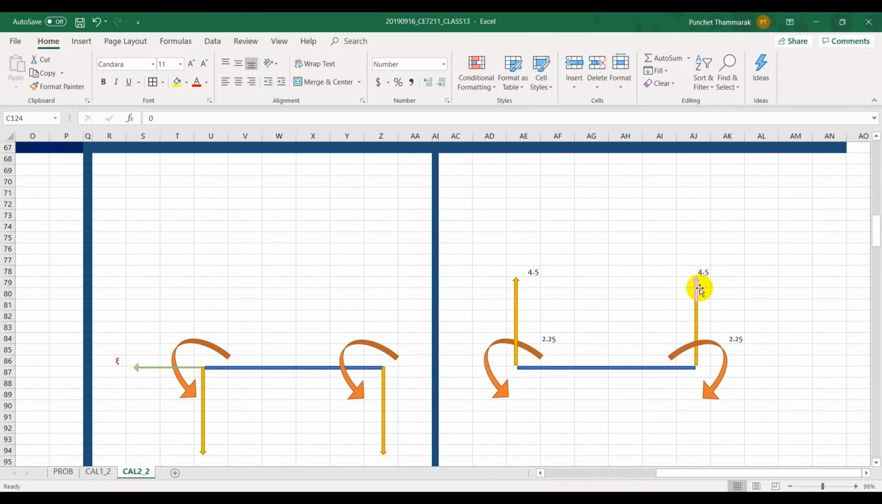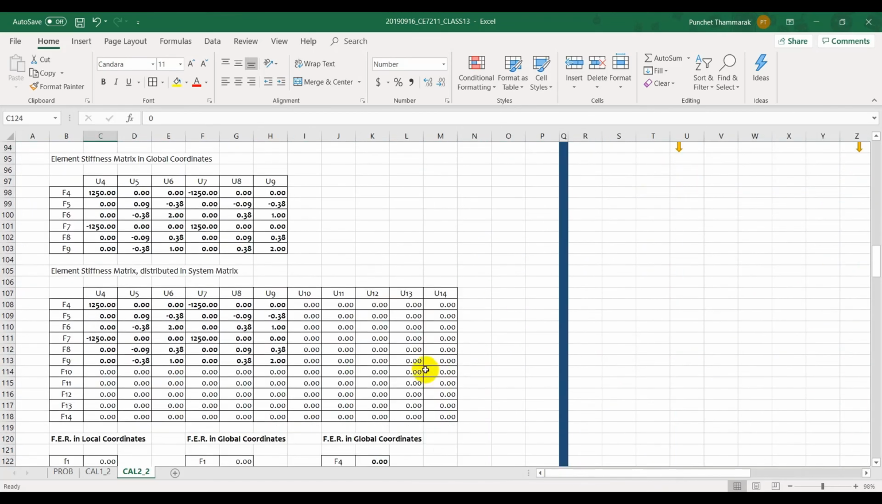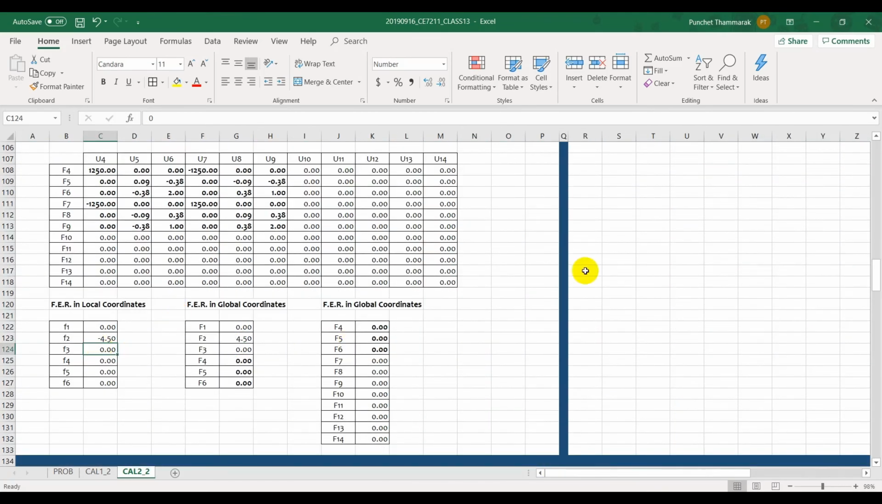Minus 4.5. How about this? The moment should be counterclockwise, right? But you get the clockwise, so 2.25 will be negative. And I record the minus 2.25 in there. Number 4 is 0. Force number 5 is minus 4.5, as it is in the same direction as F2. And then for the moment, 2.25.